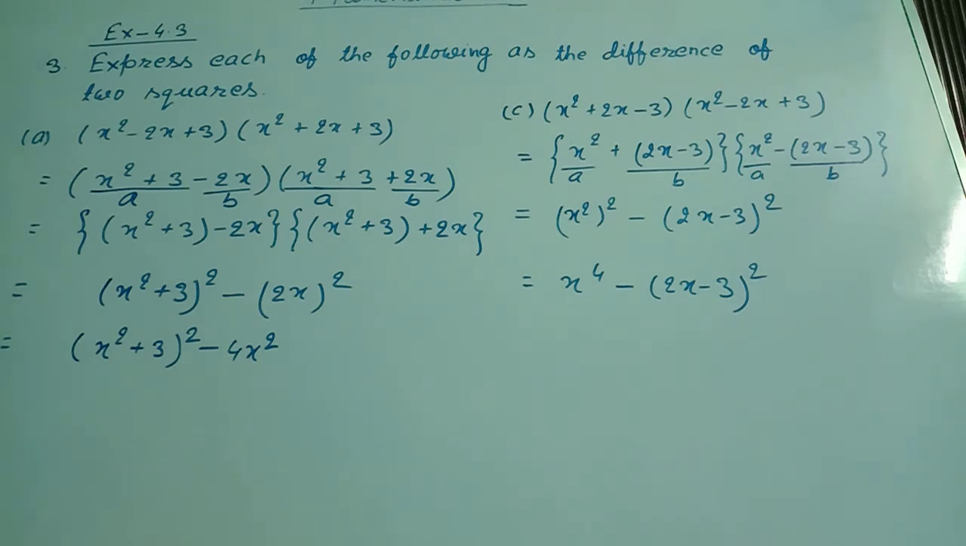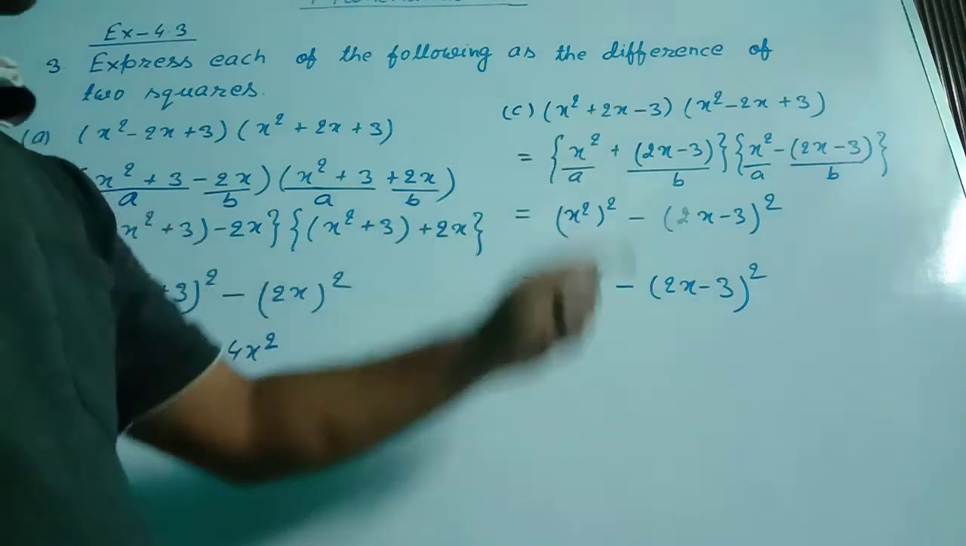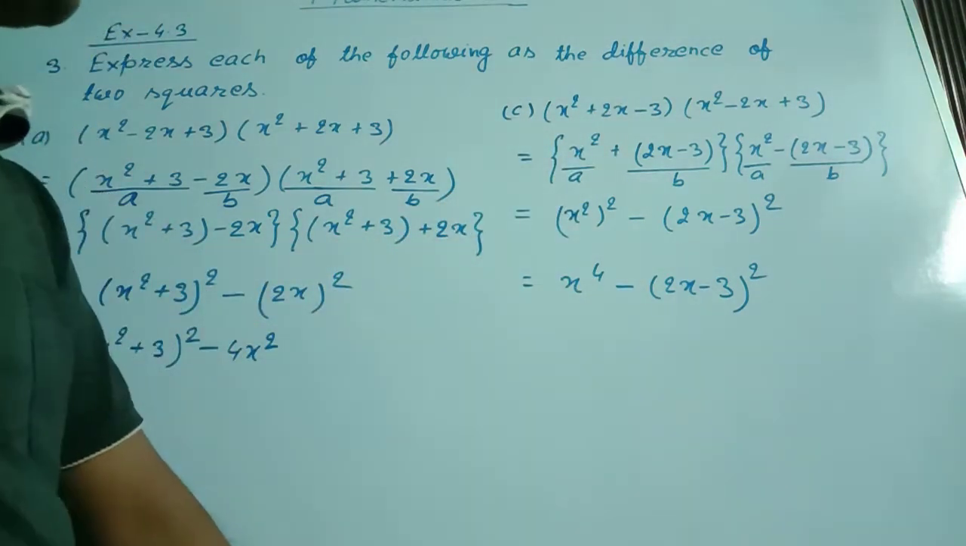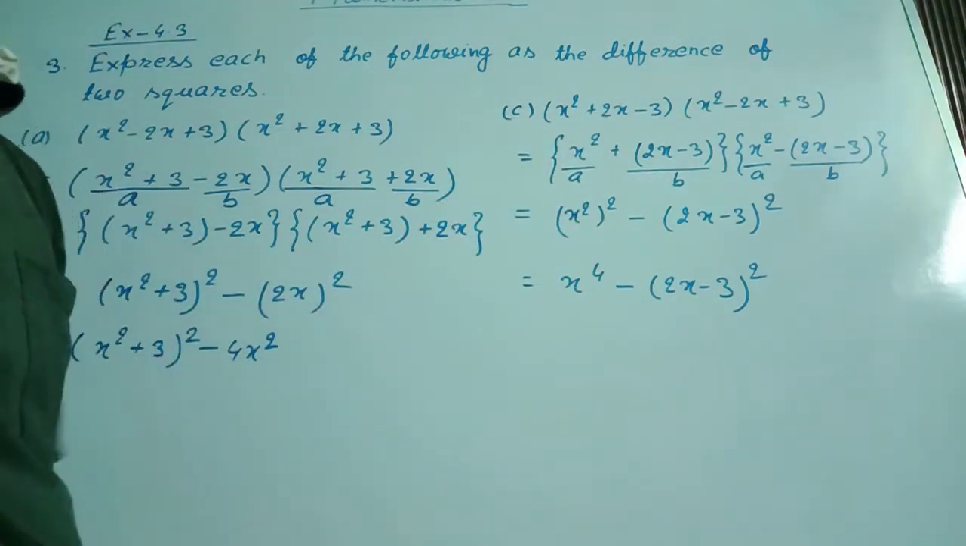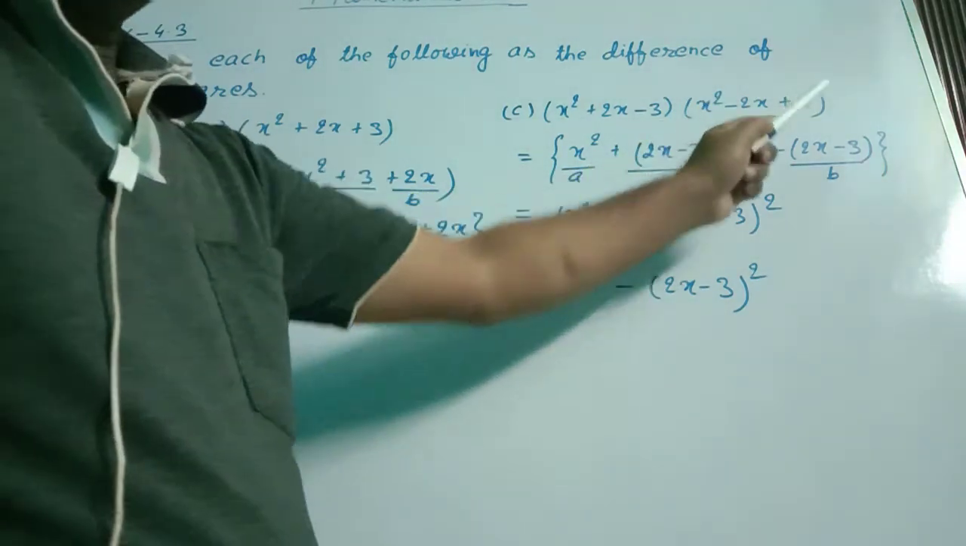Now question number C, the expression is (x² + 2x − 3)(x² − 2x + 3).